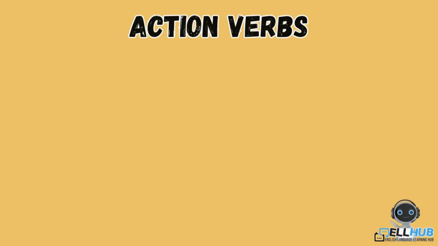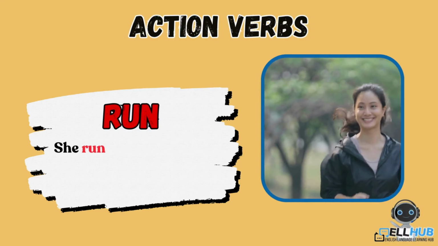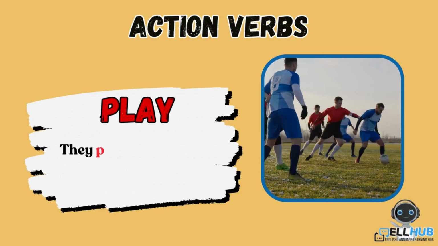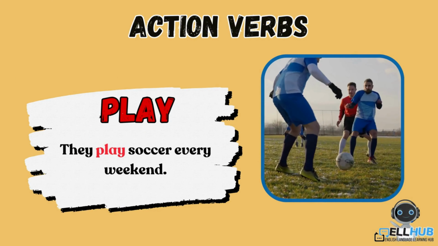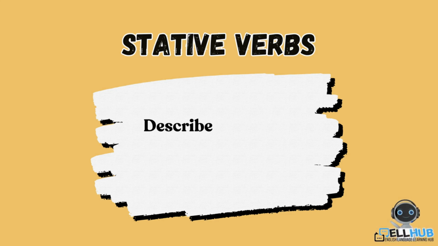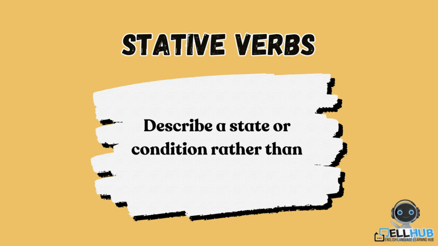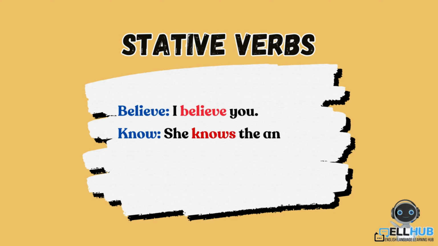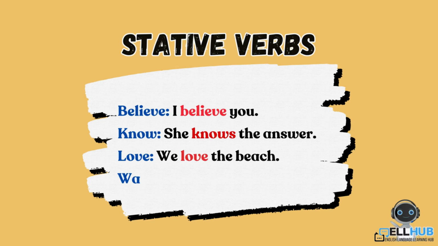Action verbs, such as run. She runs every morning. Play. They play soccer every weekend. State of being verbs. These verbs describe a state or condition rather than an action. For example, believe. I believe you. Know. She knows the answer. Love. We love the beach. Want. They want some ice cream.